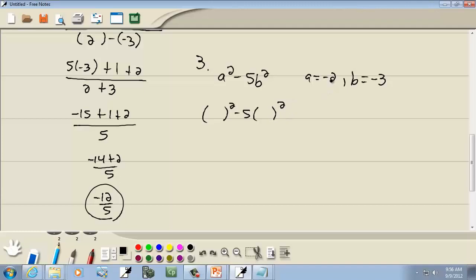And step 2, plug in your appropriate number into the parentheses. Here we say a is negative 2, so we'll put negative 2 in for a. B is negative 3, so put negative 3 in for b. And now we use our order of operations, step 3, to simplify this.